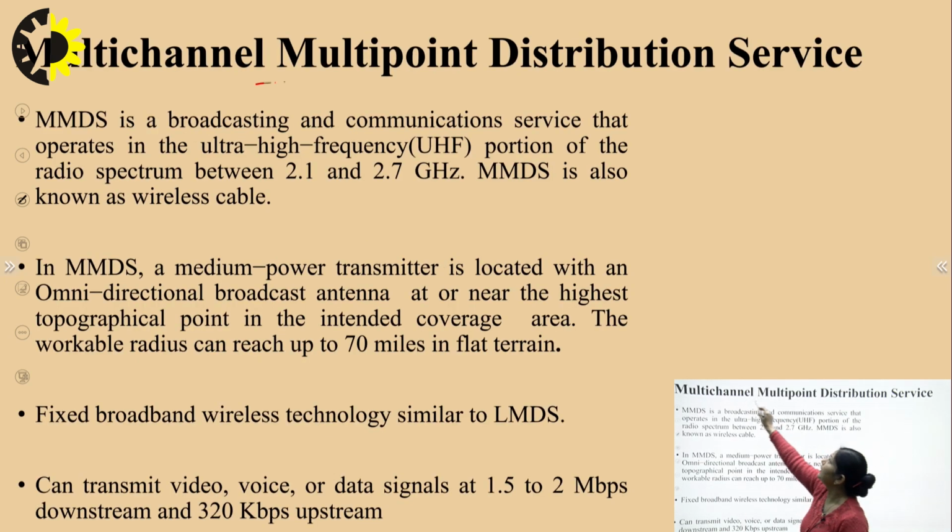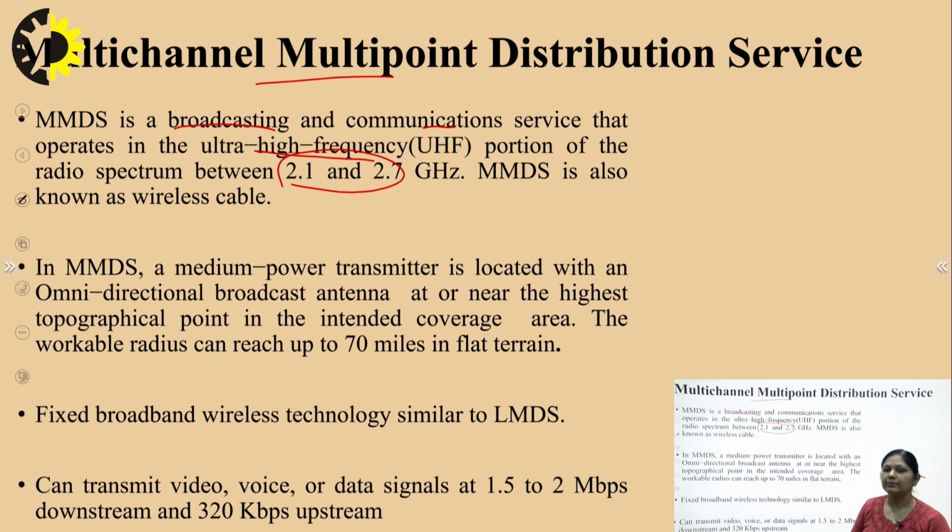Now when we talk about multichannel multipoint distribution system, multichannel means the number of channels is more, and the distribution system is larger too. MMDS is a broadcasting communication service. When we talk about the term broadcasting, it means a message that can be transmitted to so many users. It operates in the ultra high frequency portion of the radio spectrum between 2.1 to 2.7 gigahertz. MMDS is also known as wireless cable.